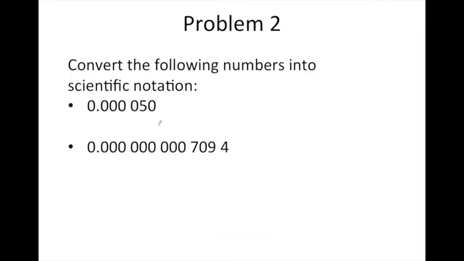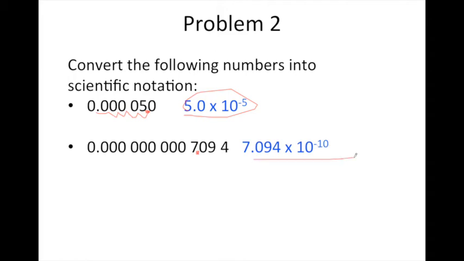So again, pause the video and see if you can write these two numbers in scientific notation. So here, we move the decimal between the 5 and the 0. We don't count any of our leading zeros, but we've moved it 1, 2, 3, 4, 5 from left to right. So we have 5.0 times 10 to the minus 5. And here, to get 7.094, we moved it from left to right 10 spaces. So you can see the answer here.